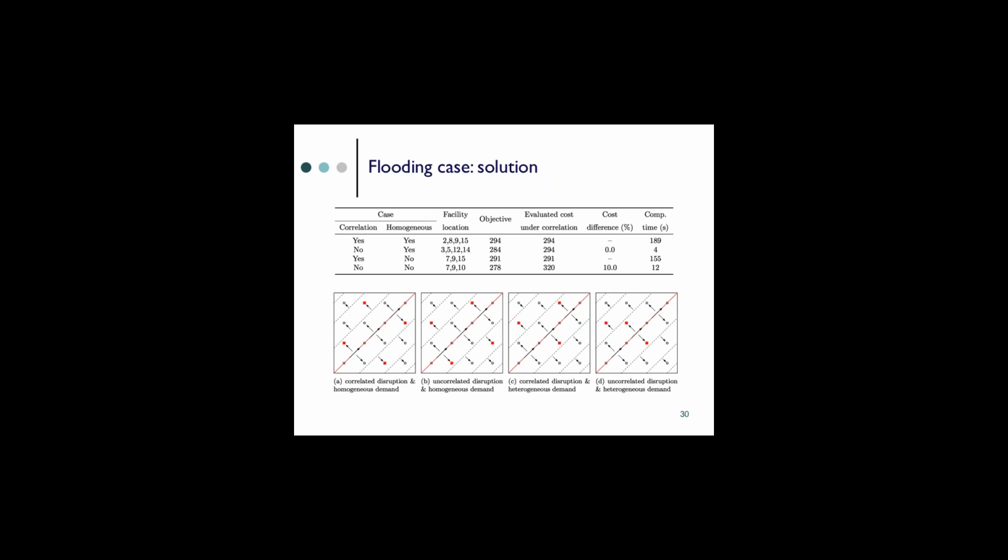If we compare figure A and figure C, we can see the same pattern. The number of stations with a heterogeneous demand is smaller than the case with homogeneous demand.